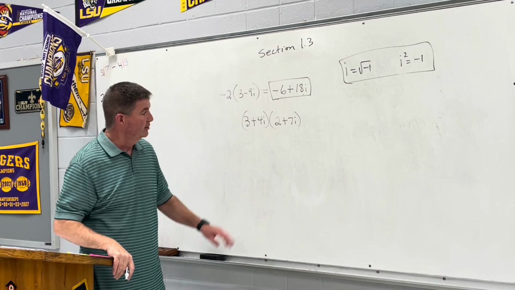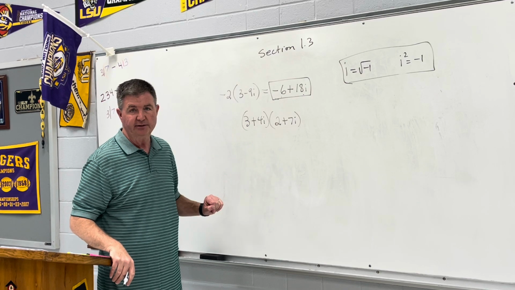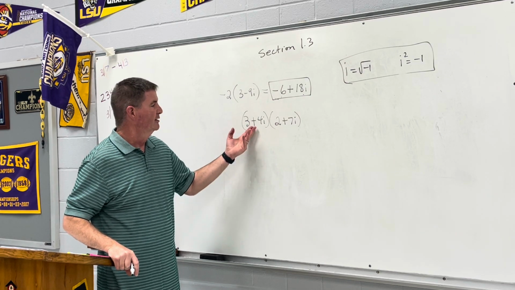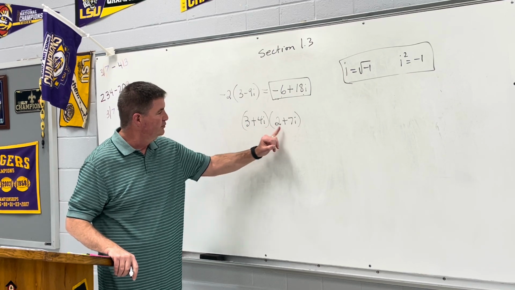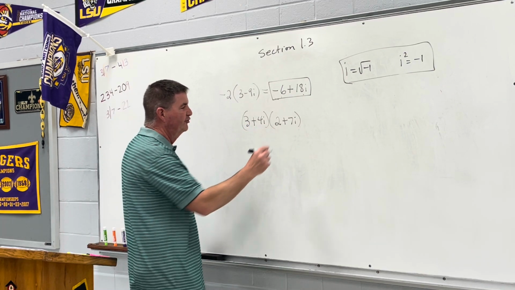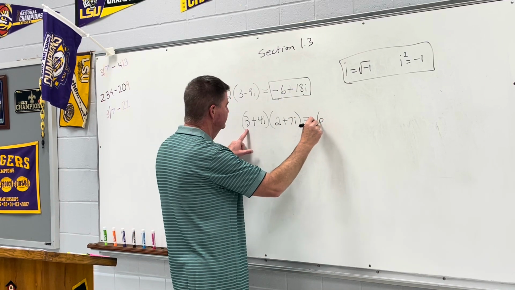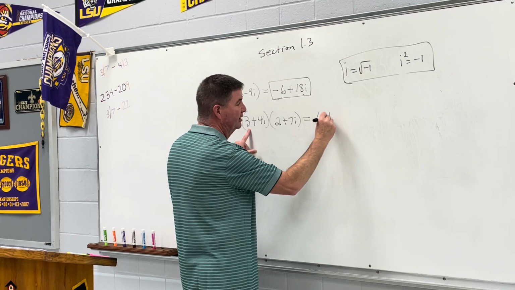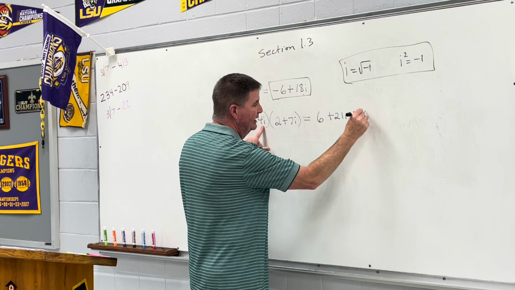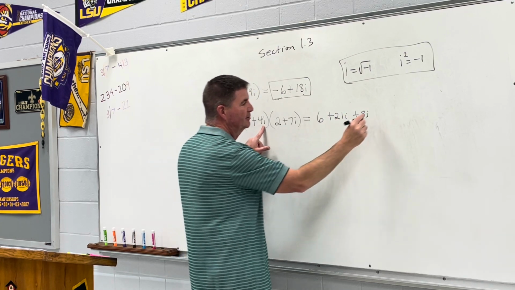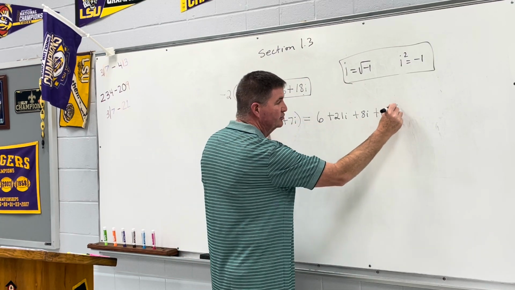In this case, we're going to FOIL because we have two binomials. We're actually going to double distribute: distribute the first one by it and the second one by it. FOIL is the acronym we use for that. First times first, 6. Outside times outside, plus 21i. Inside times inside, plus 8i. And last times last, plus 28. But i times i is i squared.